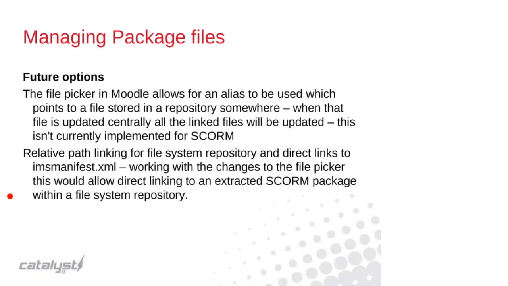Also, there's an ability for relative file path linking. So if you have a SCORM repository with the files extracted, then in future you'll be able to link directly to an IMS manifest file within that SCORM repository, and it will work as well. So you'll be able to link to either the zip or just the IMS manifest file. To start with, we'll just be adding the ability to link to the zip, but in future we'll add the IMS manifest file as well.